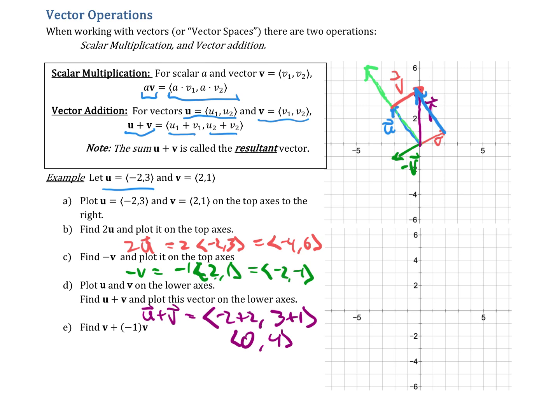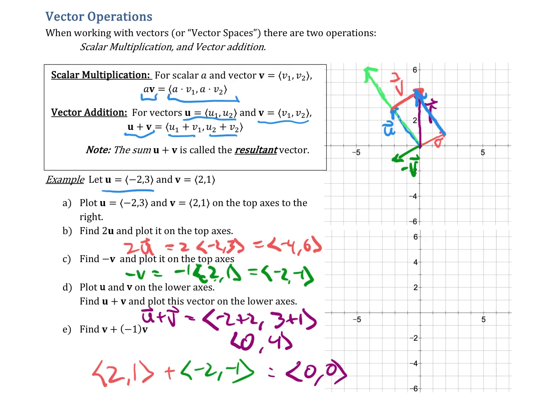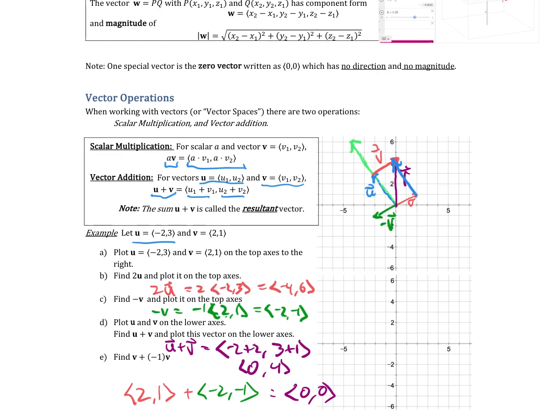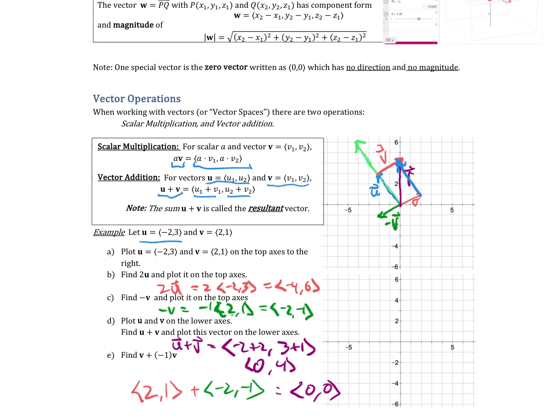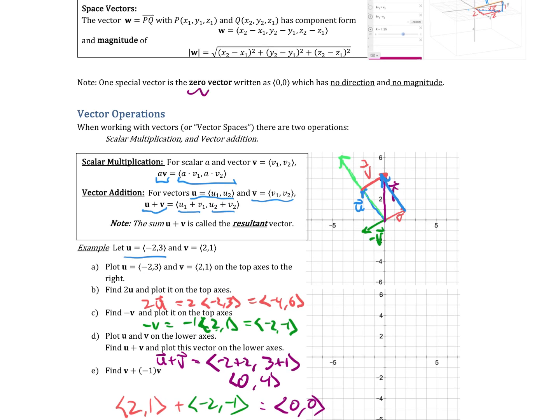So if we take v, which was 2 comma 1, and we add that to this -v, which was -2 comma -1. Well, what do we end up with? We end up with 2 plus -2, which is 0. 1 plus -1 is 0. 0, 0. So 0, 0 is what we call our 0 vector, okay? So we kind of skipped over that there, but our 0 vector is 0, 0.